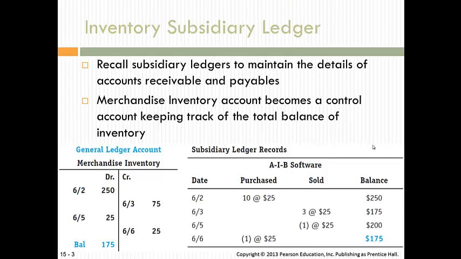On June 5th, a customer returned 1 software package, so we debit merchandise inventory again, and the value of our inventory increases from $175 to $200. Finally, we return 1 software package back to the vendor, which reduces our inventory from $200 to $175. After all these transactions, the balance in our merchandise inventory account is $175.